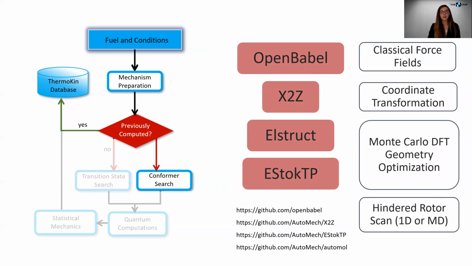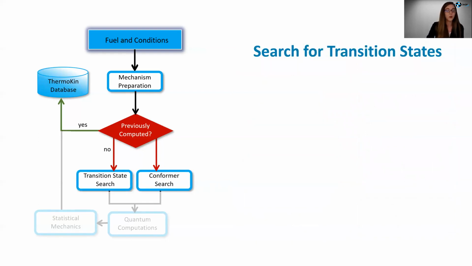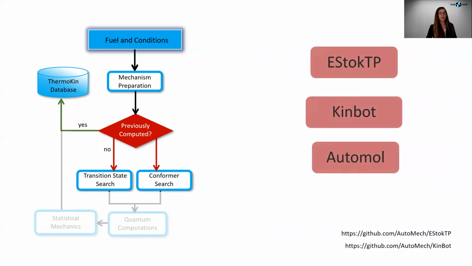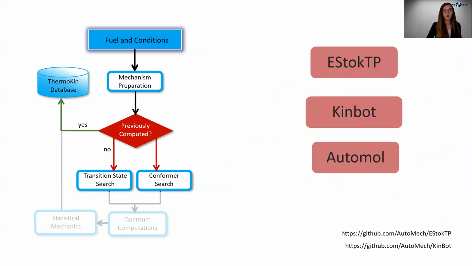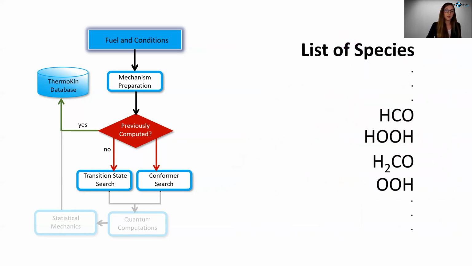And then for each of those, we will do a hindered rotor scan along all of the dihedral angles in order to find for sure the structures that we want to move on with. And then once we have those, we pair together all of the reaction sites in order to find our transition state. So we put a dummy atom at the reaction site to define new angles to scan over in order to find transition states. And we do that through our AutoMol and ES2KTP libraries and with KinBot developed at Sandia.